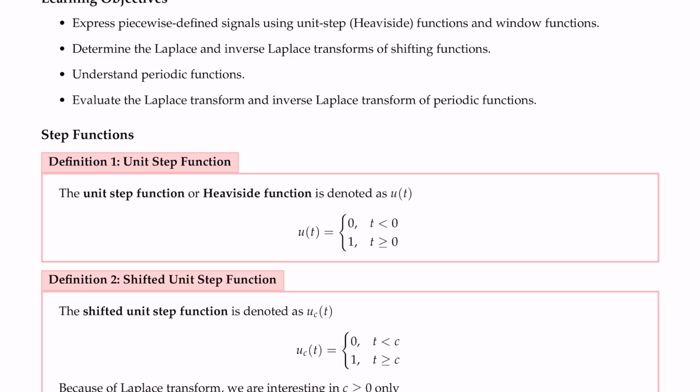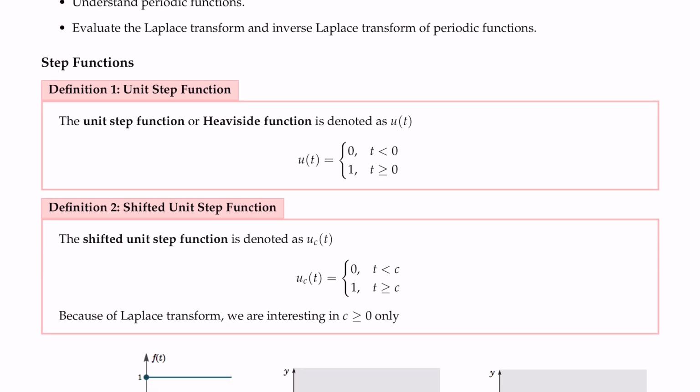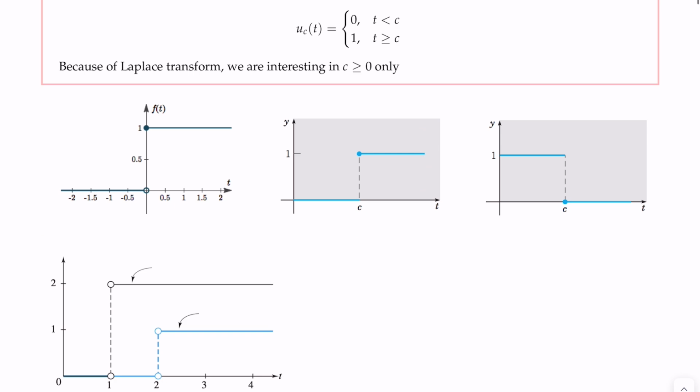So unit step function is of the form u of t equal to 0 when t is less than 0, and when t is greater than 0, the function is equal to 1. This is called the unit step function or Heaviside function. Heaviside is an English mathematician who came up with this function. And the picture for the unit step function is illustrated here. So this is the unit step function.